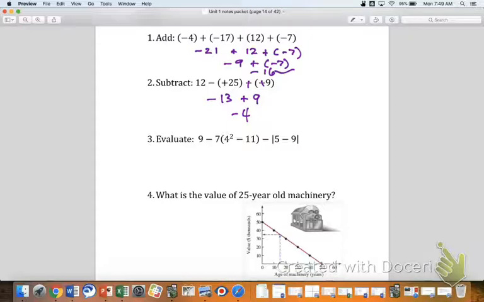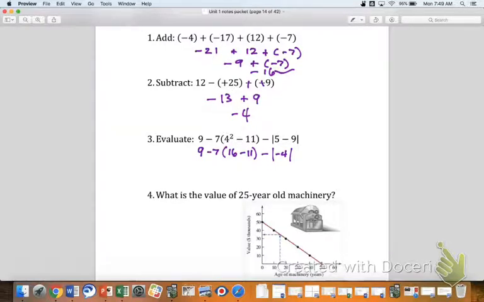What I want to do is look at the parentheses first and do any work inside there. So my first step would be 9 minus 7, parentheses, 4 squared is 16, got 16 minus 11. And then the absolute values are somewhat of a grouping symbol as well. So I'm going to do the work in there as well. So 5 minus 9 is negative 4, and that would be my first step.